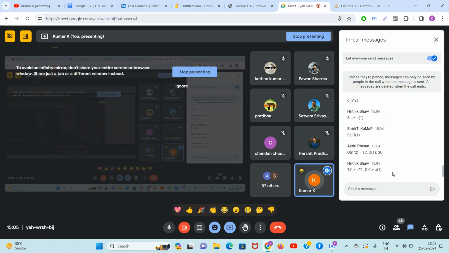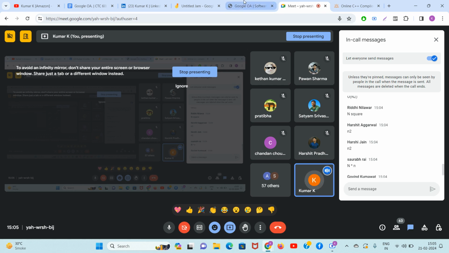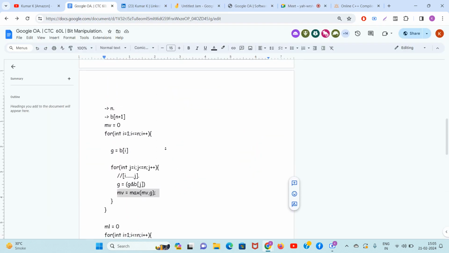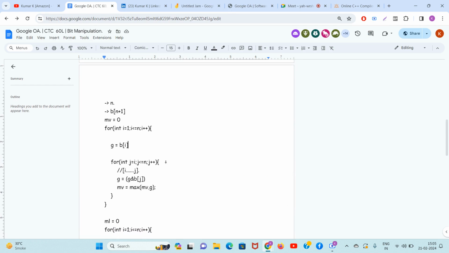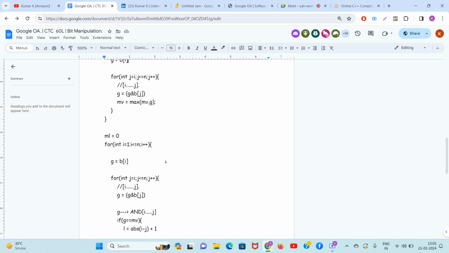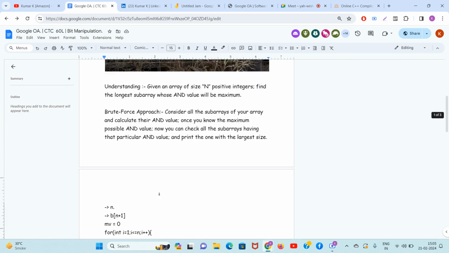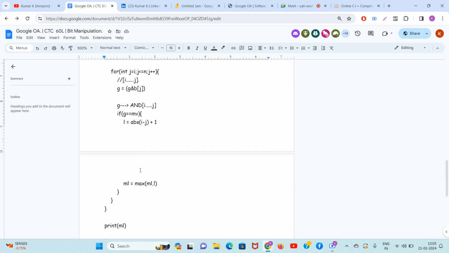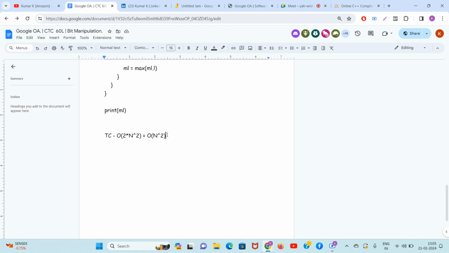Guys, what is the space complexity? O of 1. Correct. Guys, no space I'm using. There is no space being used here. See, B is the array. You cannot count its space. It is already given to you in the question. You're not using any extra space. So, space complexity is O of 1.